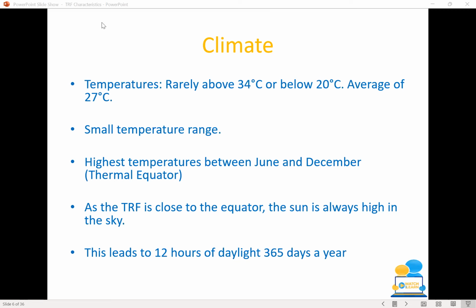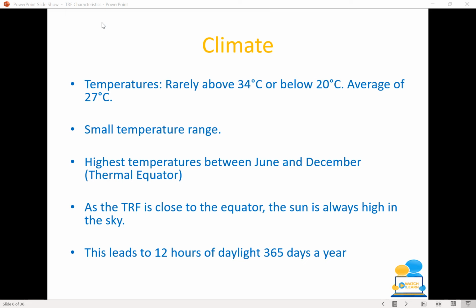So, as we said already, the climate and the equator play a huge part in the formation of a tropical rainforest. To be more specific, we need to look at what are the exact climate conditions that allow a rainforest to develop. So the first thing is temperatures.